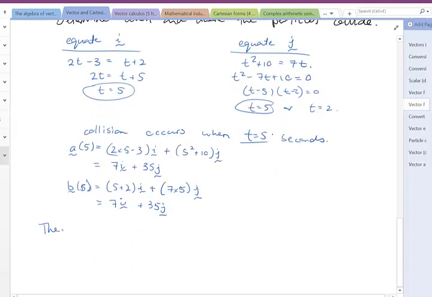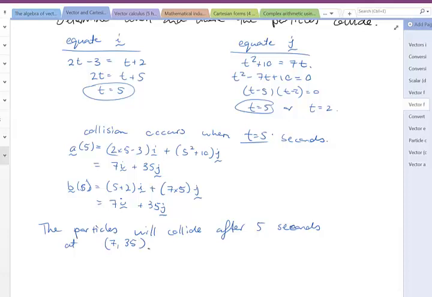So the particles will collide after 5 seconds at the position (7, 35). Okay, that concludes the lesson looking at vector functions representing position relative to time.